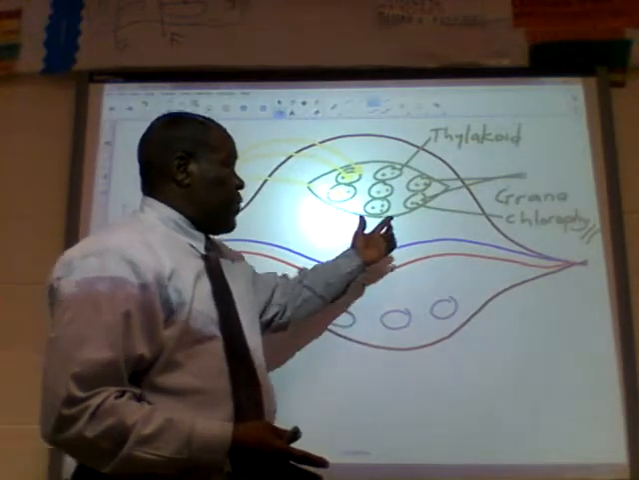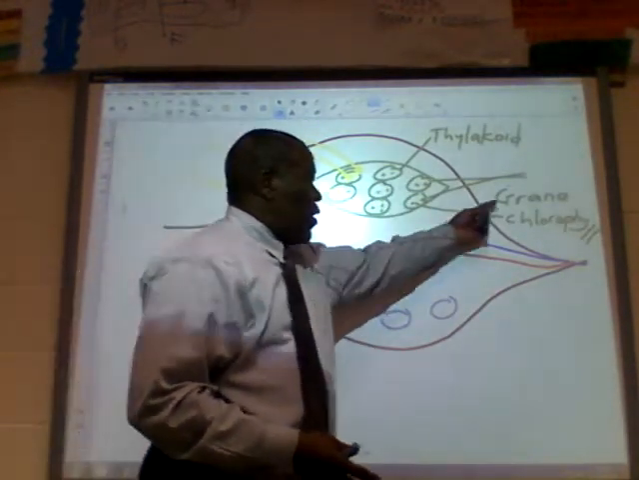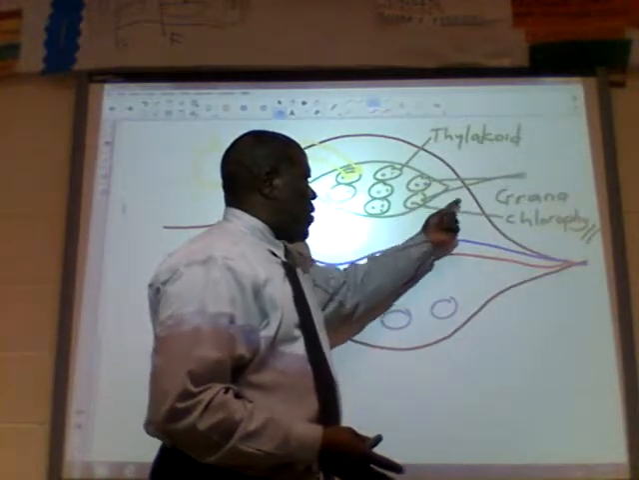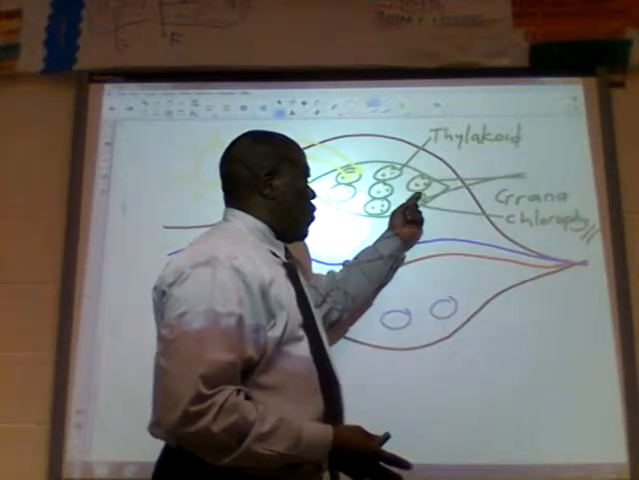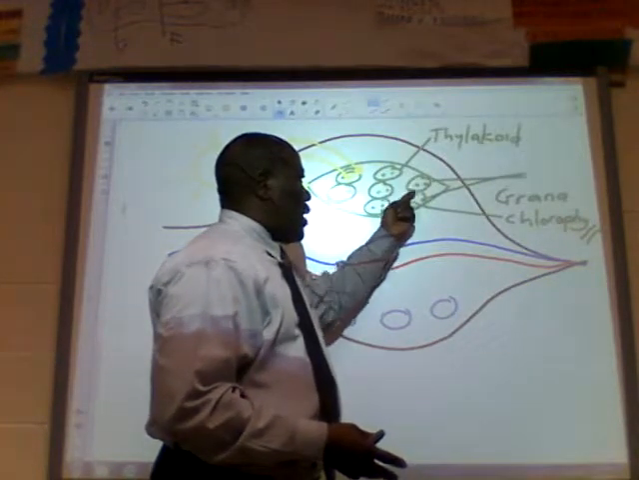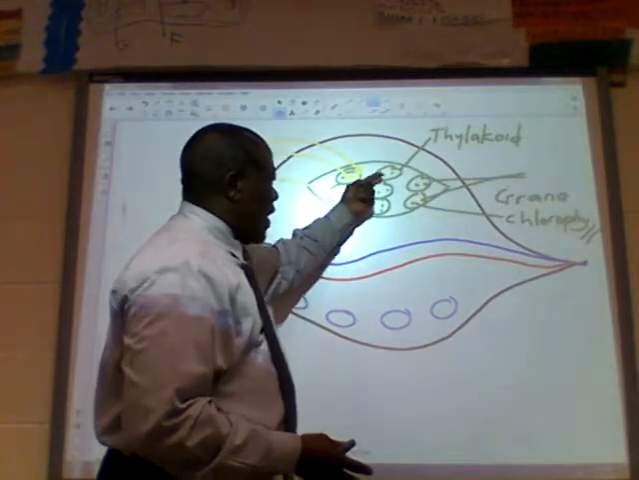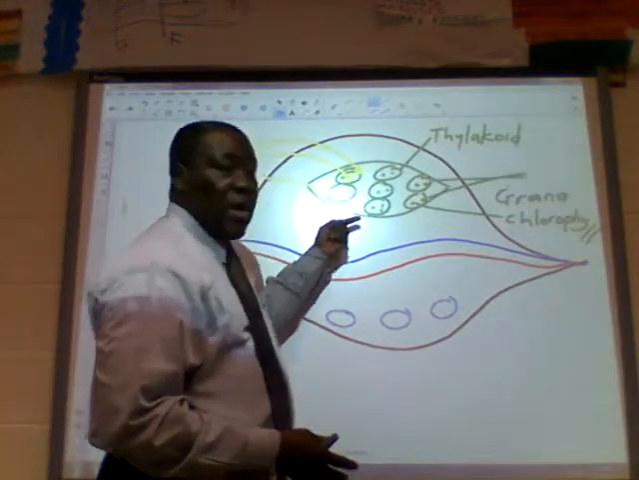Inside the chloroplast, there are two main structures that you need to familiarize yourself with. First, you have the thylakoid membrane, and then you have the grana. That's the grana right there. So that's the grana, which is a combination of thylakoids. So one and two thylakoids make a grana. This grana right here is made up of 1, 2, 3 thylakoids.